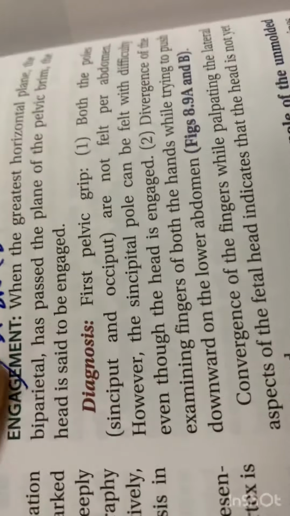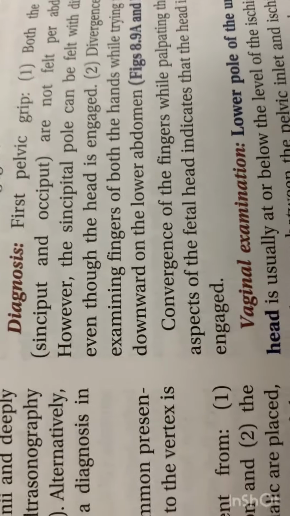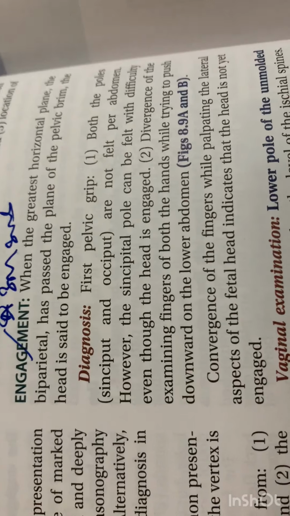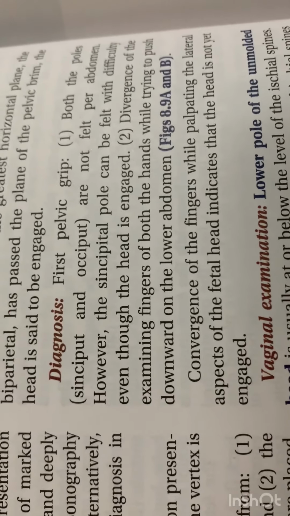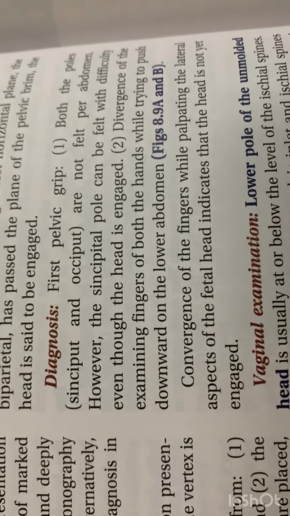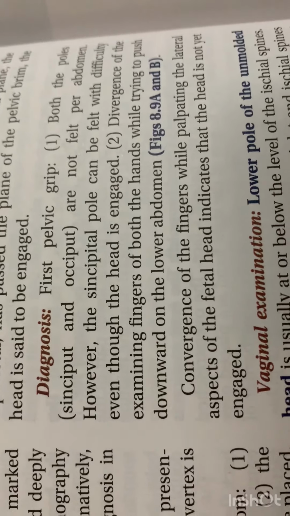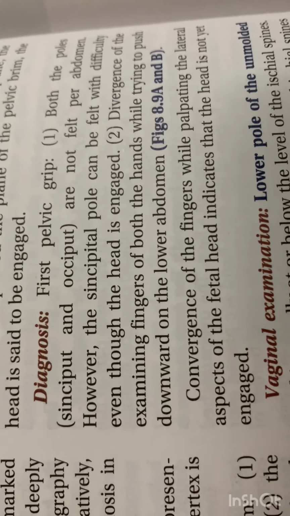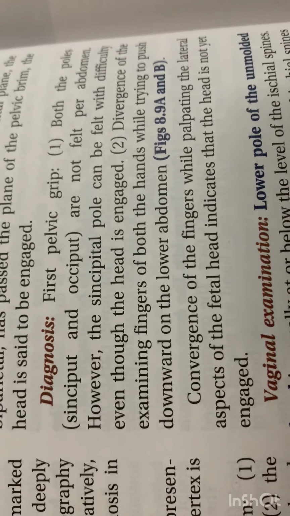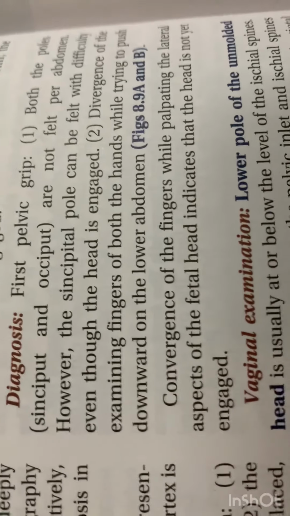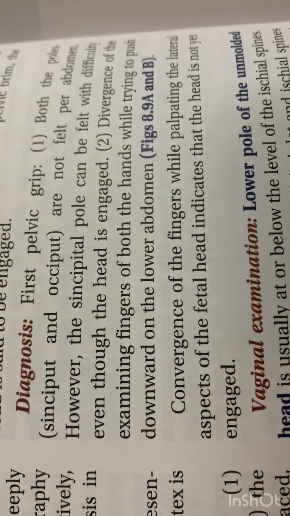Now that we've spoken about engagement, what exactly is engagement? Engagement is when the greatest horizontal plane, which is the biparietal diameter, has passed the pelvic brim. Then the head is said to be engaged. This is a theoretical definition, so how will I diagnose it? When I do the first pelvic grip, obviously I should not be able to feel the head on top, so sinciput and occiput are not felt per abdomen. I can maybe feel the limbs. Next, when I am doing Leopold's fourth maneuver, my hands are divergent, not convergent. This is on per-abdominal examination.